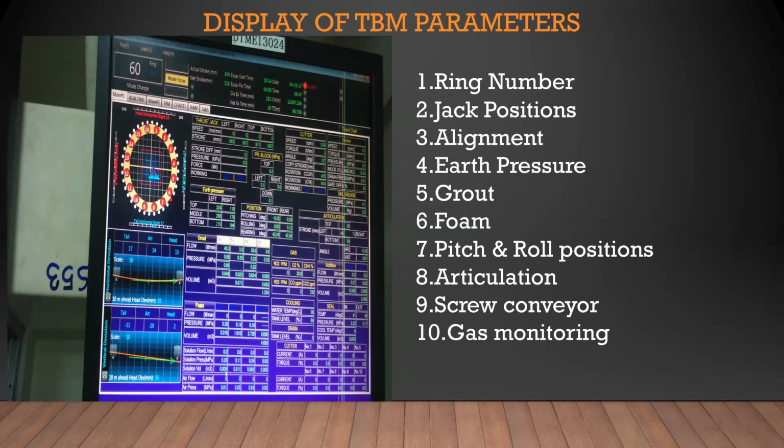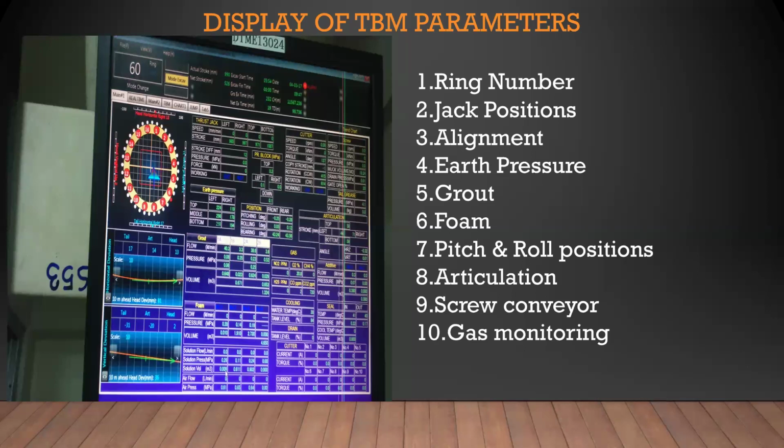Then earth pressure. Earth pressure will be displayed here. According to the geological interpretation report, we should follow the earth pressure. Next one is grout. Primary grout quantity and pressure will be indicated on this display. Next, foam. Foam is a soil conditioning agent. If we use the foam, then we can easily excavate the muck material from the tunnel face. Another advantage is that it reduces the wear and tear of the cutter head.